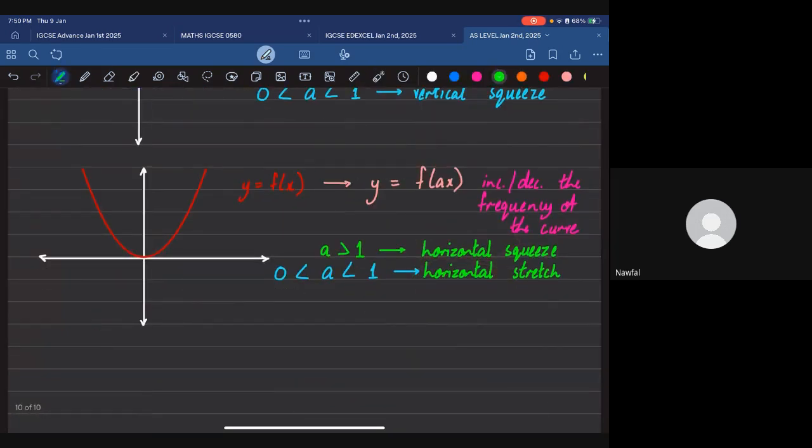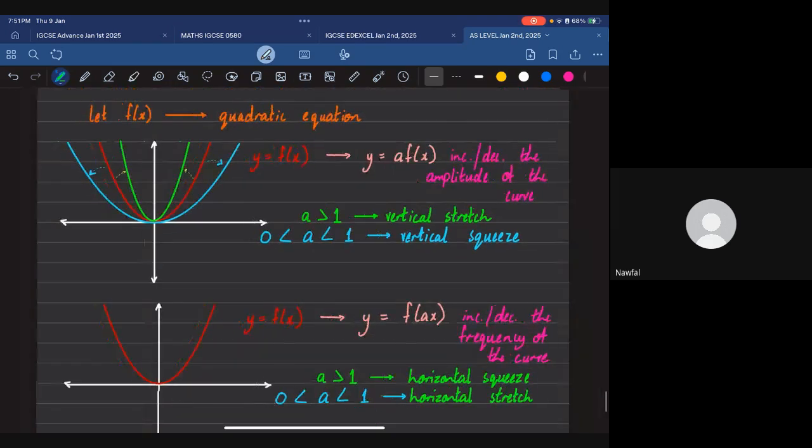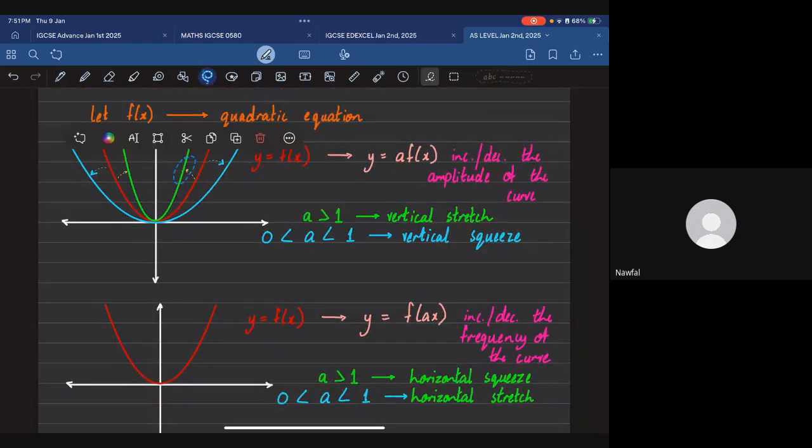If I say there's a horizontal squeeze, that means this is the original graph and I'm squeezing it horizontally. If there was a vertical squeeze, I would have done it like this, but now it's a horizontal squeeze, so I'm going to go like this. Because of that, the graph is going to be squeezed inwards. So it's going to take place like this. I can just cheat a little bit, like this.